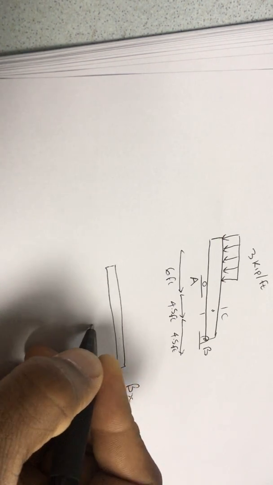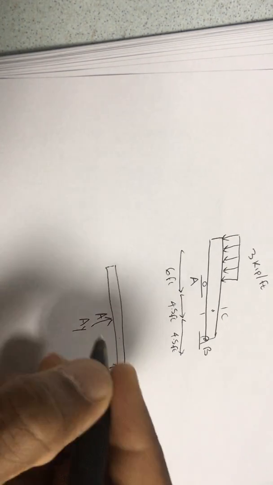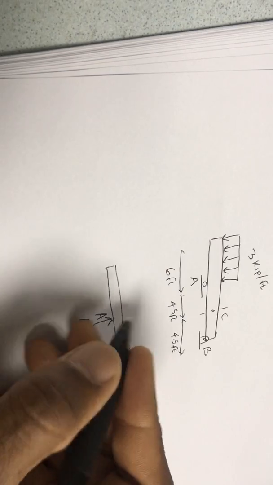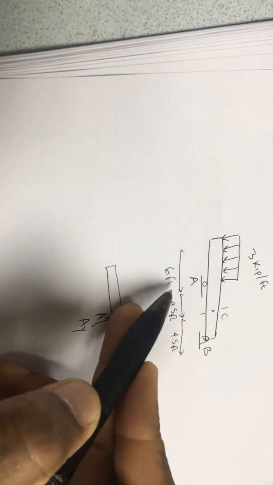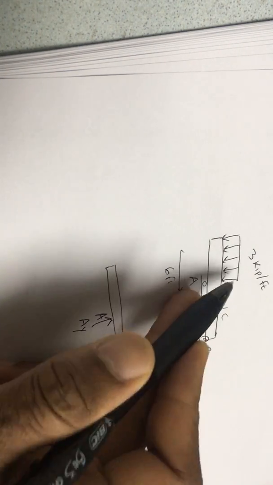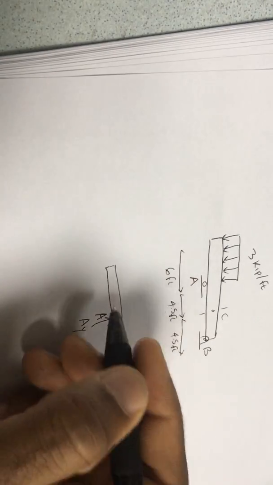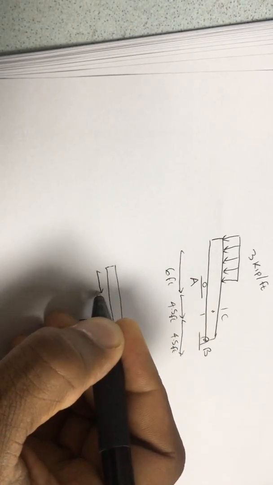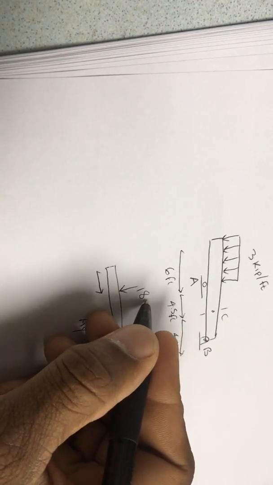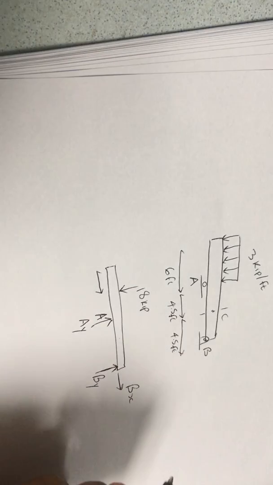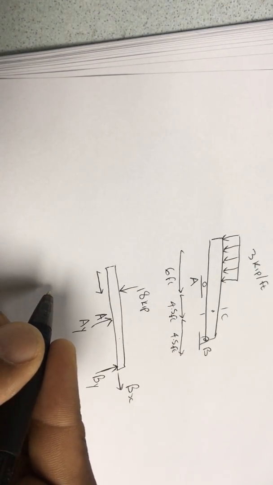Then you have a normal force acting at A, right? So you have an AY component. And then because this is 3 kips per foot, you'd say 3 times 6 is 18, and that would be acting in the center, so this would be acting 3 feet away. We can treat that load as just being 18 kips, right?